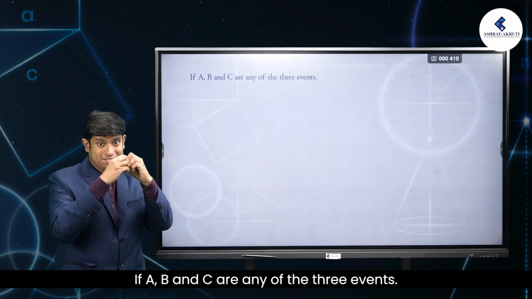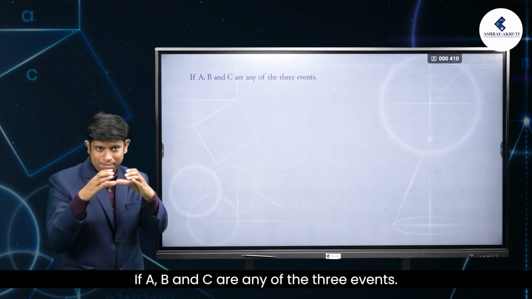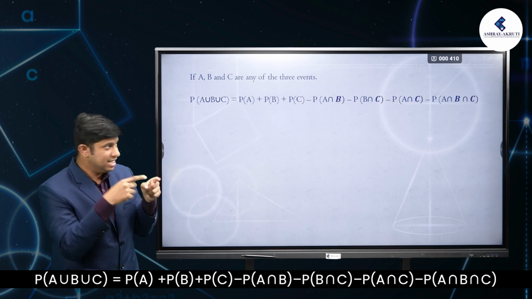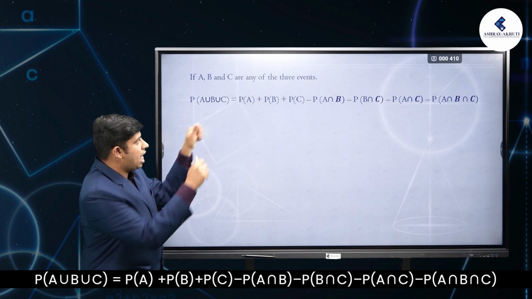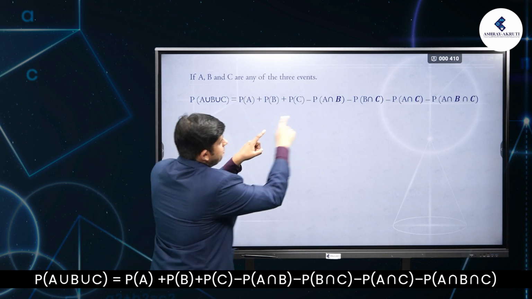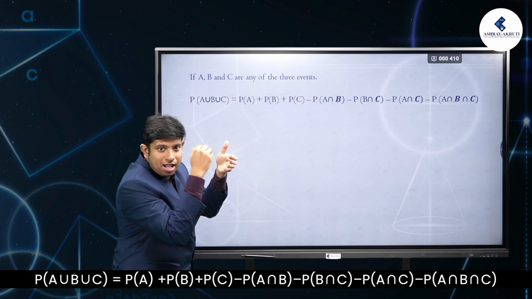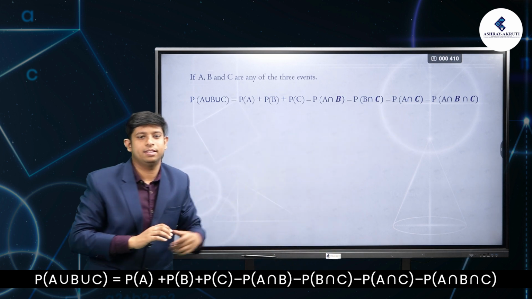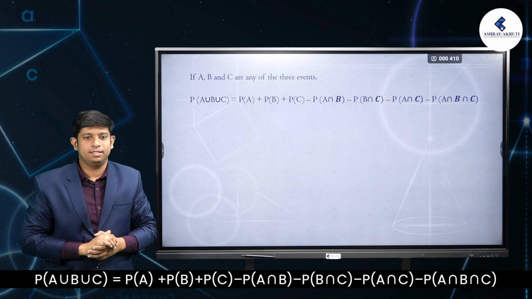If A, B and C are any three events, P of A union B union C is equal to P of A plus P of B plus P of C minus P of A intersection B minus P of B intersection C minus P of A intersection C plus P of A intersection B intersection C.